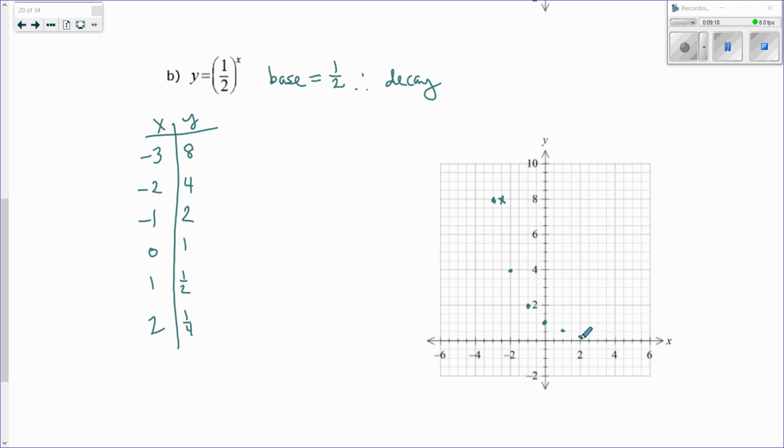So again, just connect your points. And that's going to go on. It's not going to cross the x-axis. So y equals 1/2 to the x. Hopefully you can draw your lines a little less shaky than mine. All right, next page.